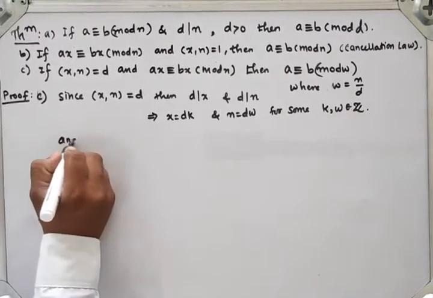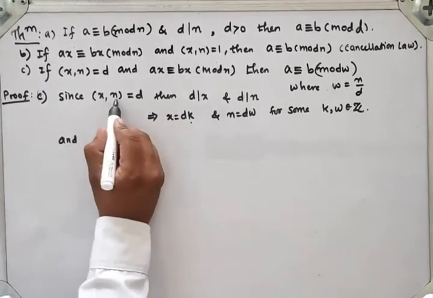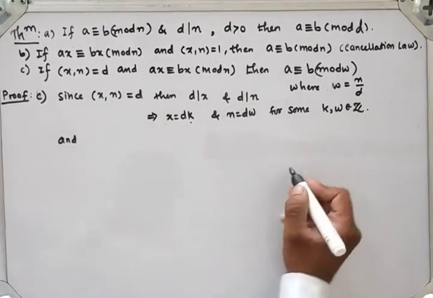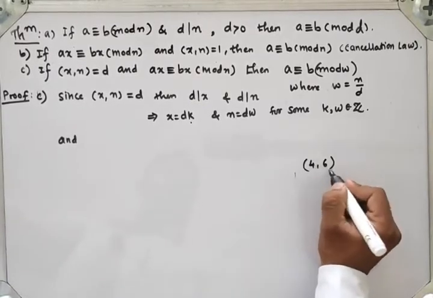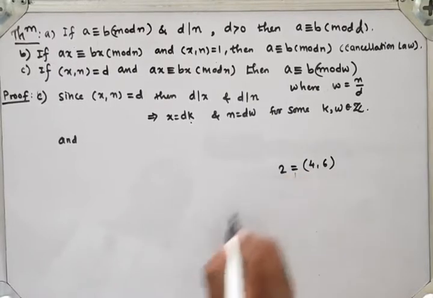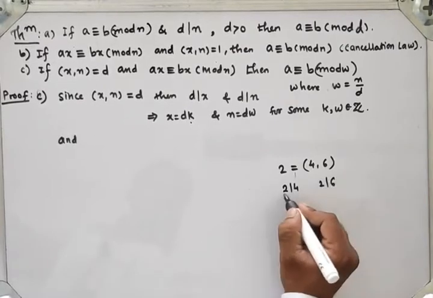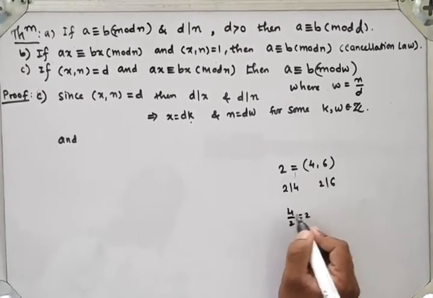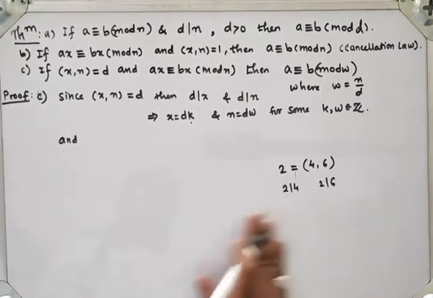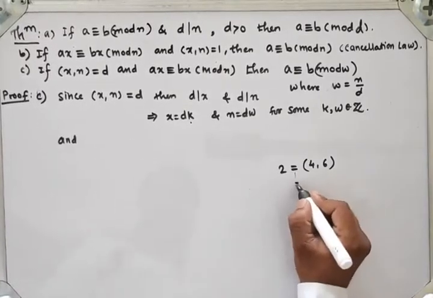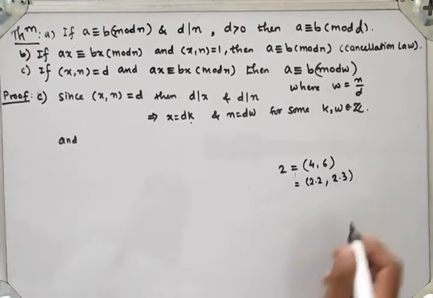And what is the relation between k and w? We are given that x and n have GCD d. Suppose I take the numbers 4 and 6. What is the greatest common divisor of 4 and 6? Which is 2, right? So 2 divides 4 and 2 divides 6. That is 4 upon 2 is 2, so 2 divides 4, and 6 upon 2 is 3, so 2 divides 6, right? So 4 can be written as 2 into 2 and 6 can be written as 2 into 3, right?